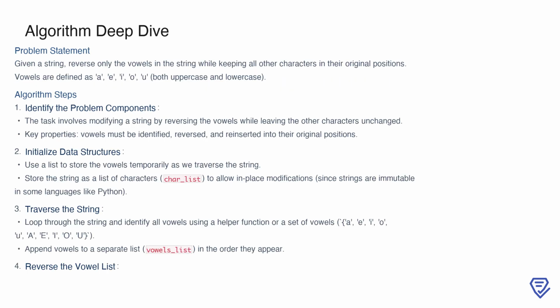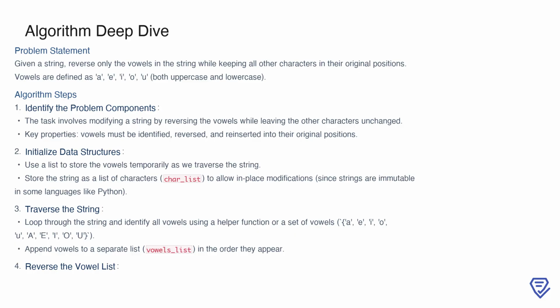To solve the problem of reversing vowels in a string, we start by breaking down the task into smaller components. First, we need to identify all the vowels in the string, which include a, e, i, o, u, and their uppercase counterparts. Our goal is to reverse the order of these vowels while keeping all other characters in their original positions. This means that non-vowel characters remain untouched. To implement this, we initialize a few data structures. We use a list to temporarily store the vowels as we traverse the string, and we convert the string into a list of characters for in-place modifications. This is necessary because strings are immutable in languages like Python.